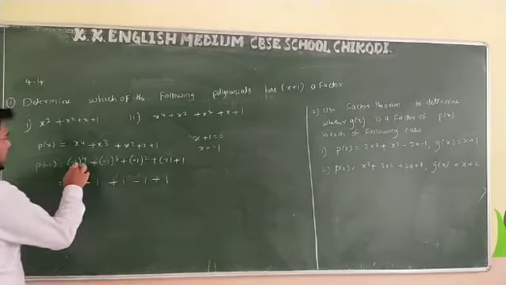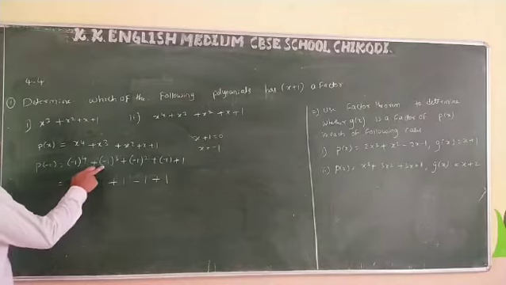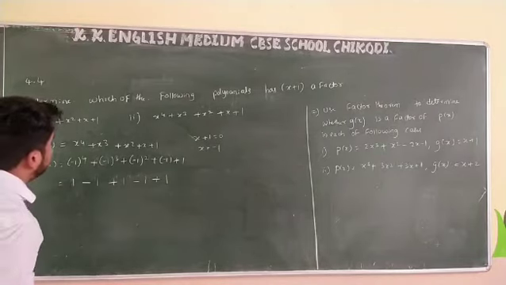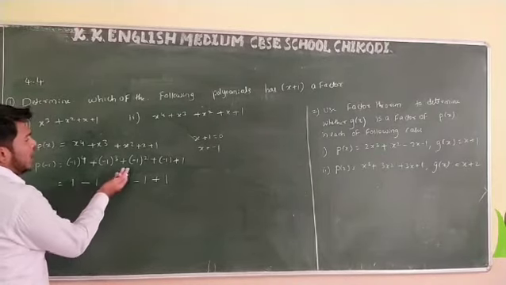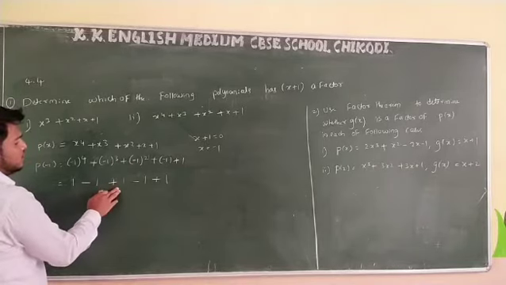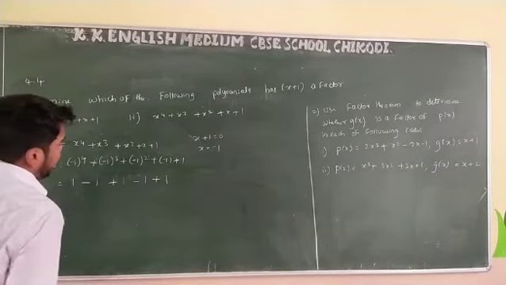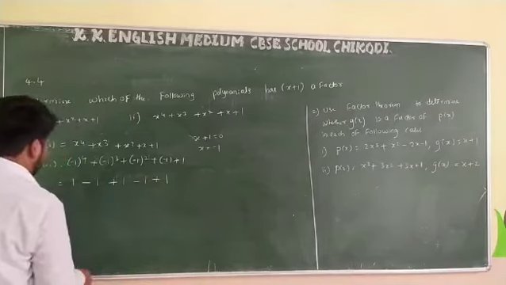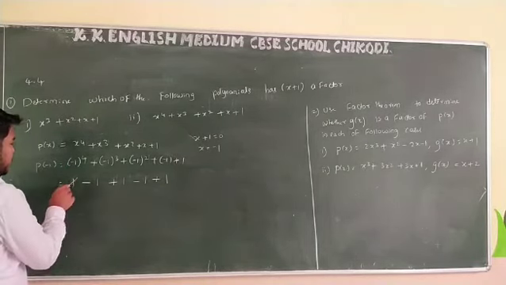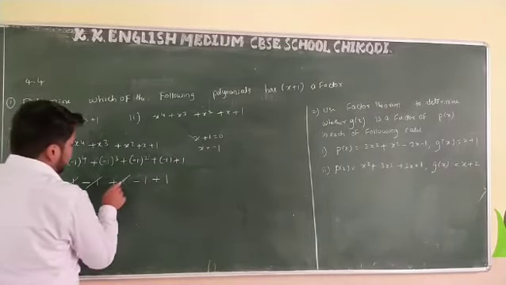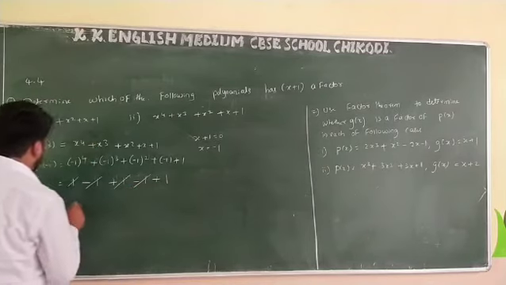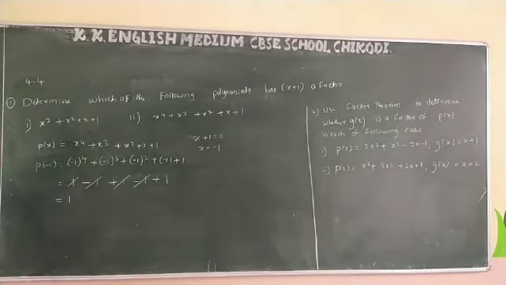So minus 1 raised to 4 is positive 1, plus minus 1 whole raised to 3 is negative 1, and minus 1 whole square is plus 1. Plus into minus is minus, and plus 1 as it is. So see here, plus 1 minus 1 cancel, plus 1 minus 1 cancel, so remaining is only 1. So the remainder we got is 1.